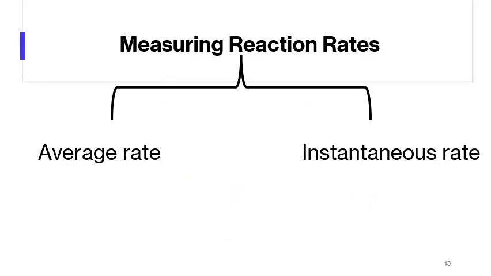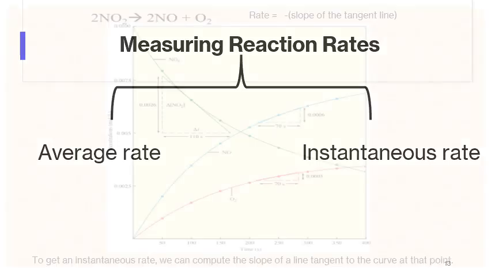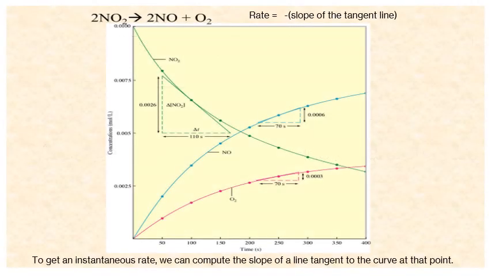So we can measure the reaction rate either as average rate or instantaneous rate. To find the instantaneous rate, we can use a graph. Say for example here, to find the instantaneous rate at this point, we can draw a tangent, a line that passes through that point, and we can take the slope of that line. So that will give us the instantaneous rate.